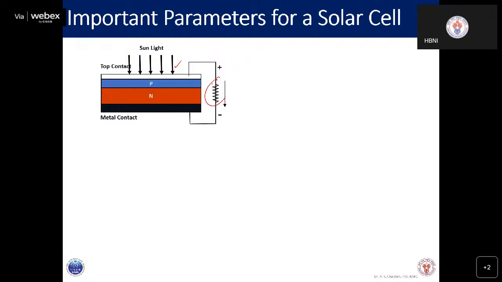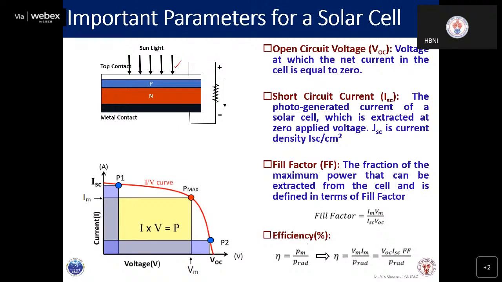By removing this resistance, you just make the circuit open circuit. The maximum voltage which a solar cell can produce is called the open circuit voltage. So that is one parameter, open circuit voltage. For that, you need to remove this resistance, and then in that case it will be the maximum voltage.